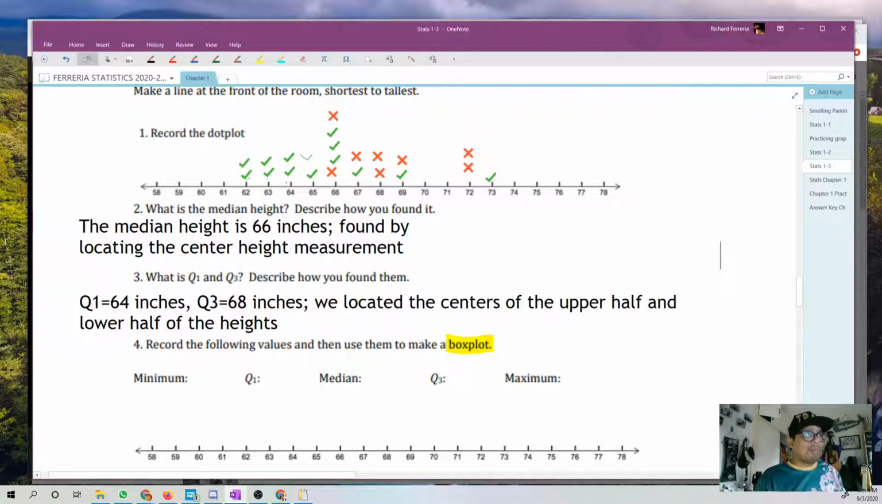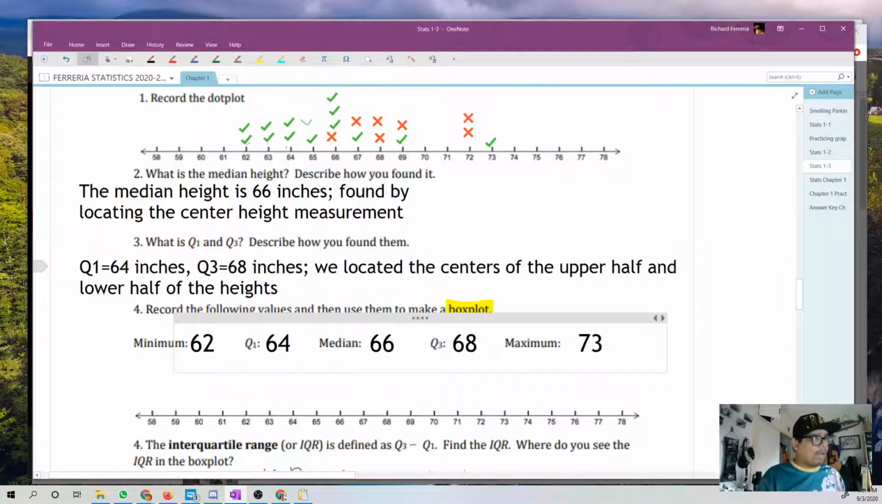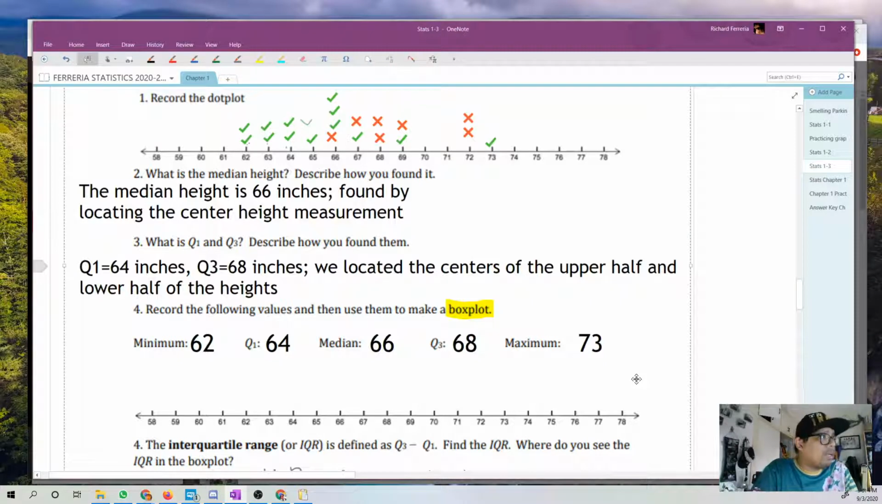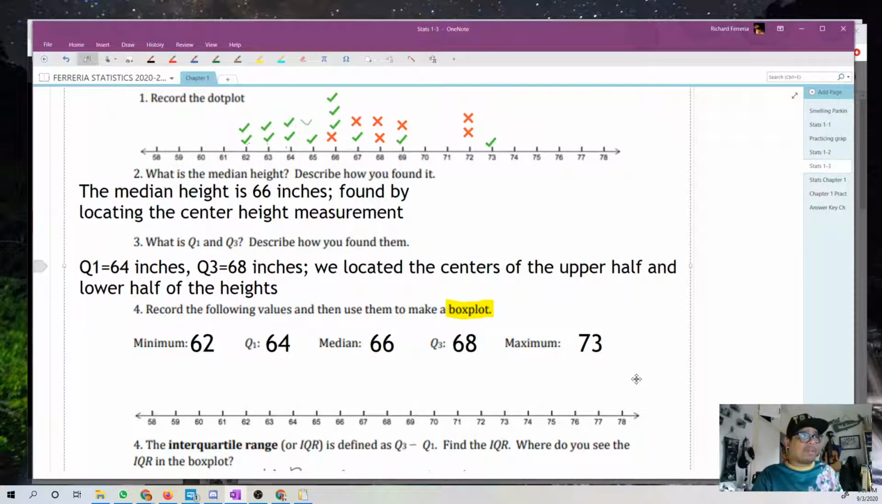Next on our list, number 4, is to record the following values and use them to make a box plot. Well, one at a time here, folks. Let's figure out the minimum, Q1, median, Q3, and maximum. We'll just type those out right now. Okay, the minimum is 62 inches, Q1 is 64 inches, we did that just now. Median is 66 inches, Q3 is 68 inches, and our maximum is 73 inches.